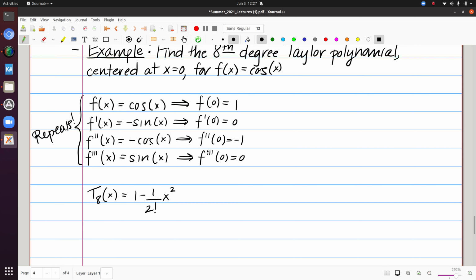The cubic term is gone because its coefficient is 0. Then I cycle back up to the positive 1, and that's going to be over 4 factorial times x to the 4th. The x to the 5th term has coefficient 0. x to the 6th has a negative 1 over 6 factorial coefficient. x to the 7th has coefficient 0. And finally, we end with 1 over 8 factorial, x to the 8th.